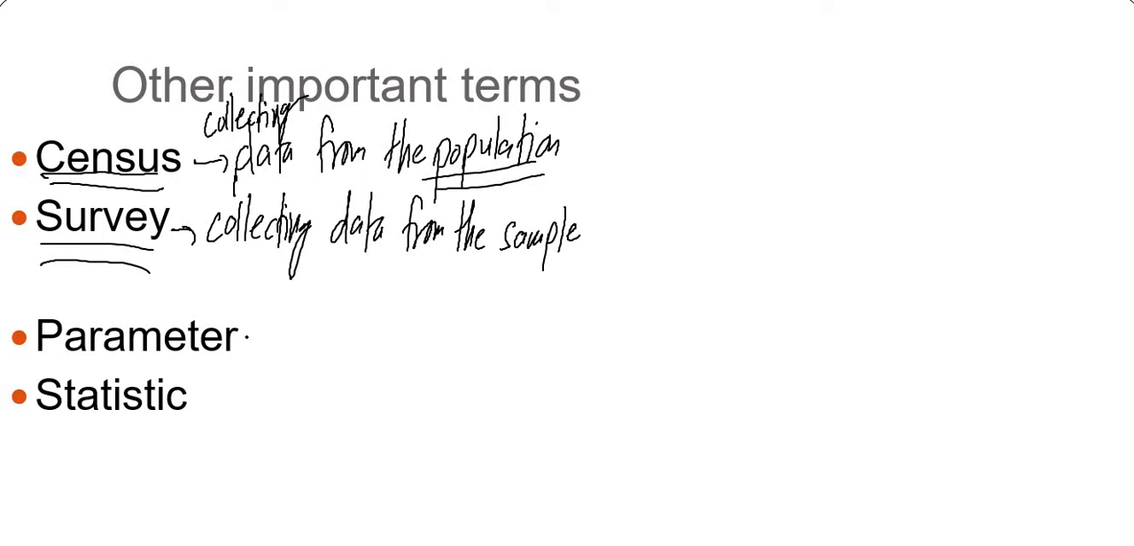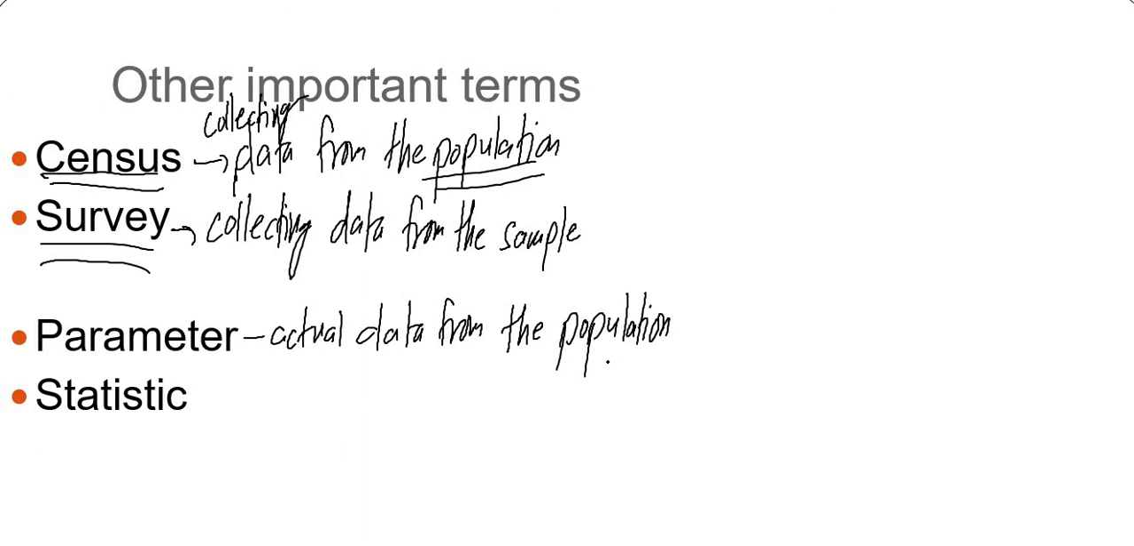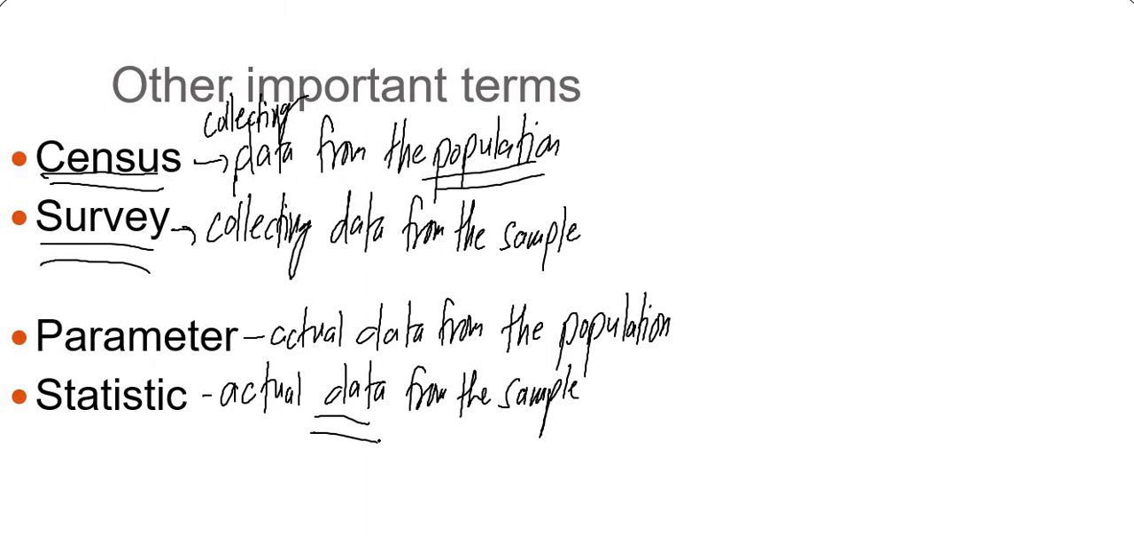Now, the actual data that is gathered from the population is called a parameter, or parameters, from the population. So when we talk of data from the population itself, we call it a parameter. If the data comes from the sample, then we call it a statistic from the sample. So this is where the word statistic becomes singular, and statistics is plural if these refer to data or numbers from the actual sample.